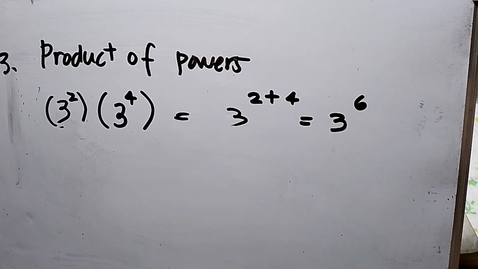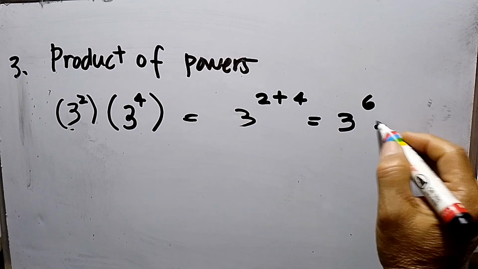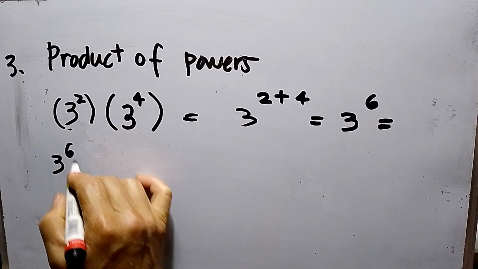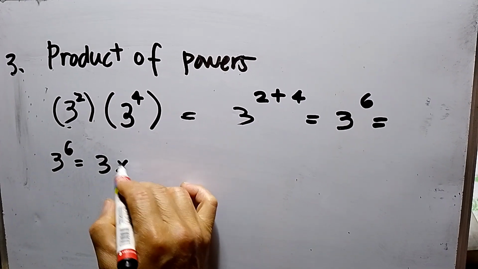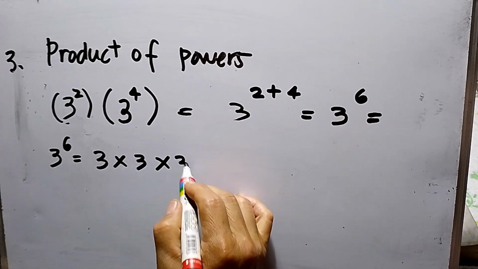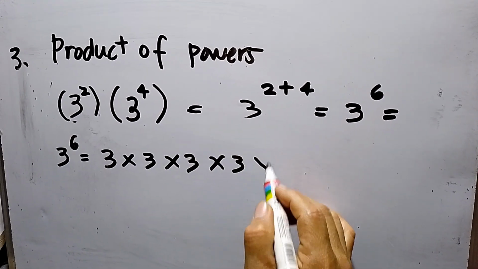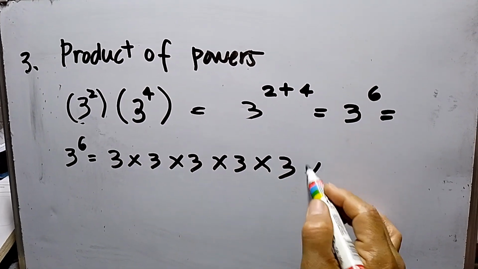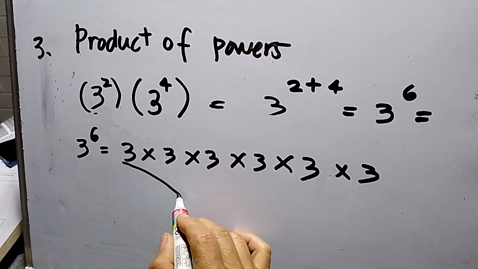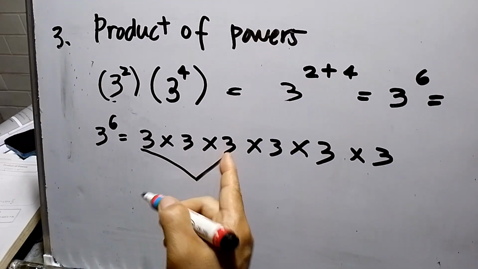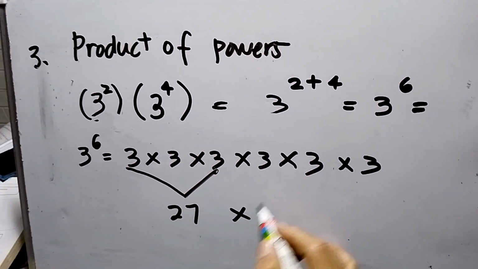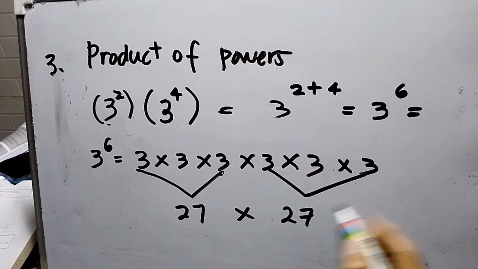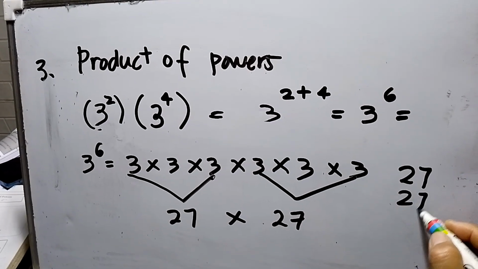3 raised to the power of 6. And what is 3 raised to the power of 6? Meaning 3 times 3 times 3 times 3 times 3 times 3. 1, 2, 3, 4, 5, add one more. So this will be 3 times 3, 9, times 3, 27. Then times, this one will be 27. So what is 27 times 27?